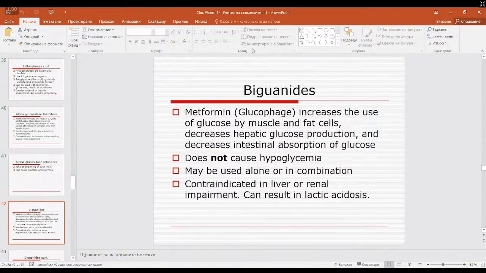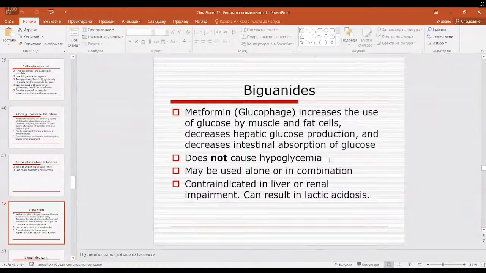The biguanides, and here the major example is metformin, which we said is the drug of choice in type 2 diabetes. They do not increase the insulin secretion. However, they increase the sensitivity of insulin receptors to insulin. So it causes a better usage of insulin and better entry of glucose into muscle and fat cells.